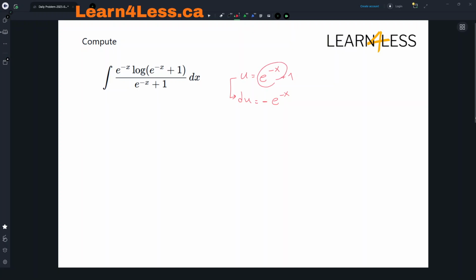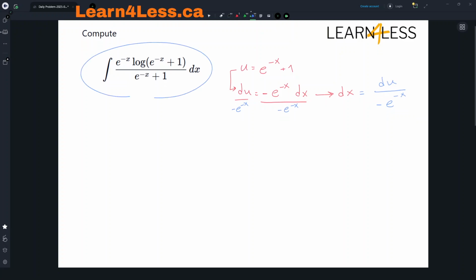So basically the derivative of that is e to the negative x times the derivative of the top, which is negative 1. It's a chain rule. And at the end, we have a dx. Because we want to do the substitution, we want to substitute dx, so we need to isolate for dx. So I divide both sides by negative e to the negative x, and what I get is dx is equal to du over negative e to the negative x.